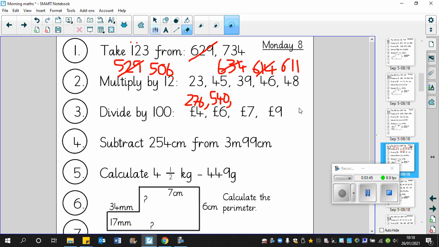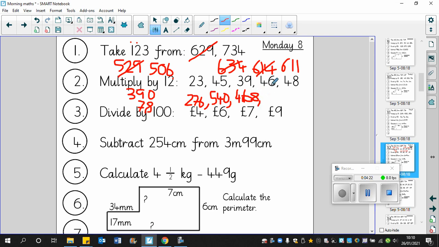And now 39. So 39 times 12, remember, is 39 times 10, so that's 390. Now, 2 lots of 39, not quite so easy, but 2 lots of 39 are 78. Okay, so 390 plus 70 is 460, and then there's the 8 as well, so 468.